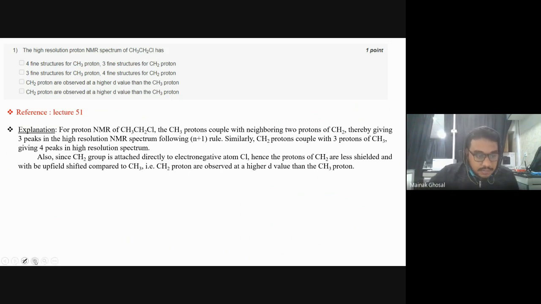I'm just reading it, and the green one will be helpful. So for the proton NMR of CH3CH2Cl, the CH3 protons will couple with the neighboring 2 protons of CH2, right? I'm just writing it.